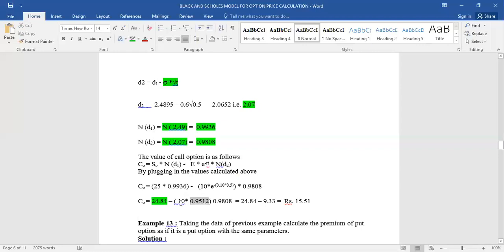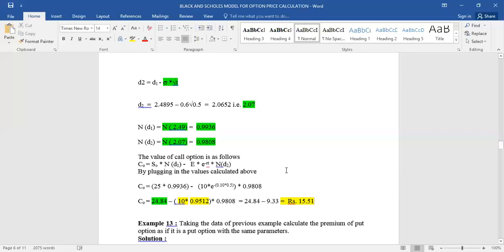This will be multiplied with the exercise price, and then further it will be multiplied with D2. So we get 24.84, we already had. Now we can get 10 times 0.9512 times 0.9808, we get 9.33. And finally, we get 24.84 minus 9.33, that is 15.51. So that is the premium of call option. So this is how we calculate the premium of call option using the BS model.